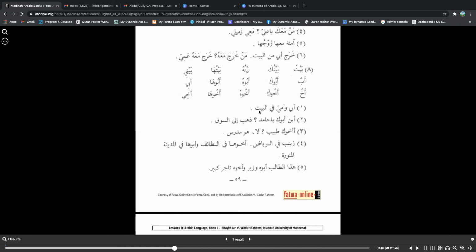Abi wa ummi fil bayt. My father and my mother are in al-bayt, in the house. Okay. Aina abuka ya Hamid? Where is your father, Hamid? Dhahaba ila suqi. He went to the market. Dhahaba ila suqi.